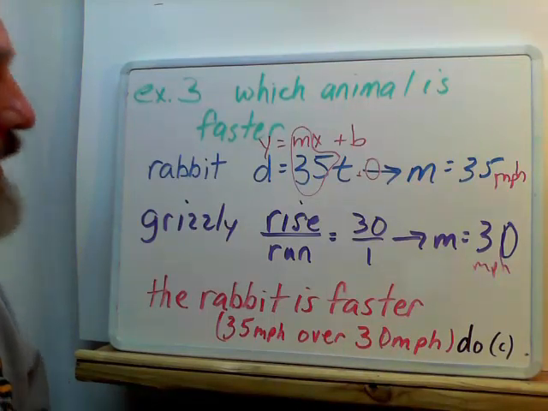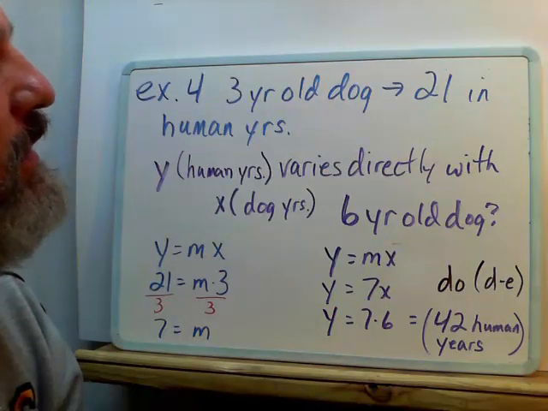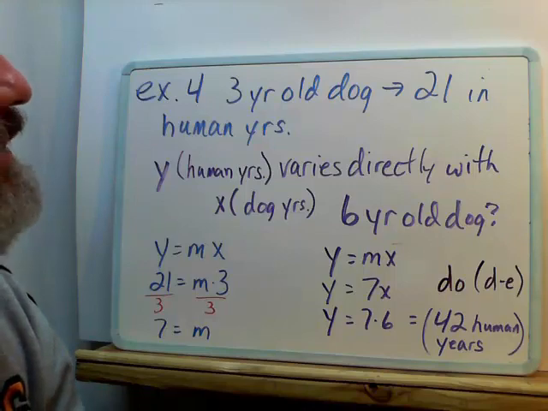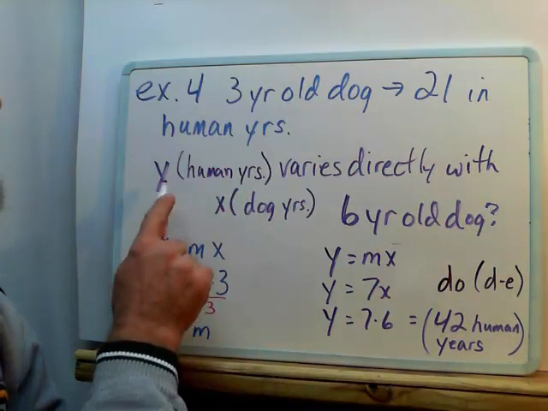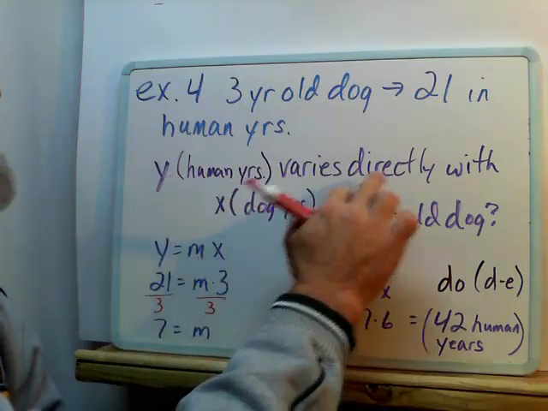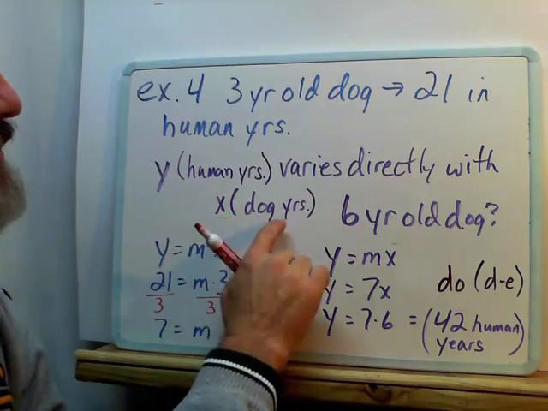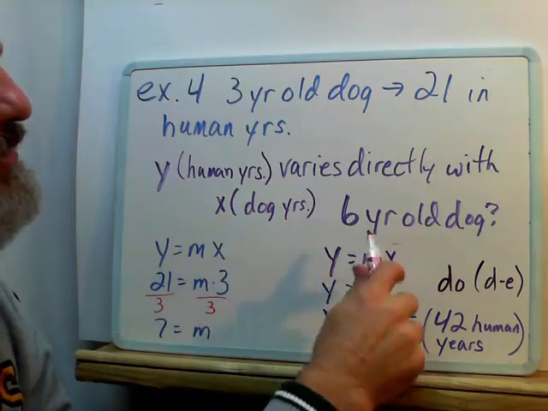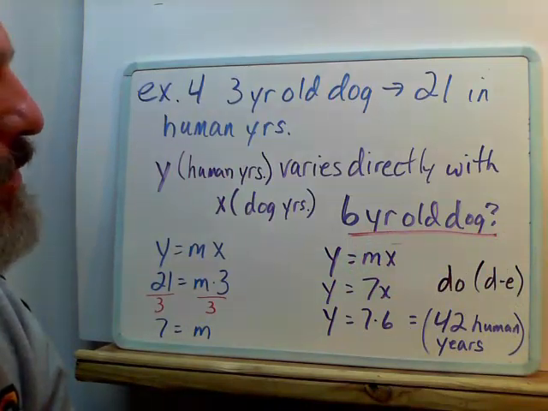Please press pause and do letter C. Example number 4. We have a 3-year-old dog, and we say that in human years, that dog would be 21. So we can say that y varies directly with x, y being the human years, and it varies directly with x, which is dog years. Then they ask, how old in human years would a 6-year-old dog be?